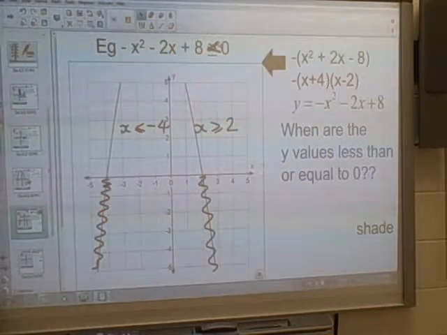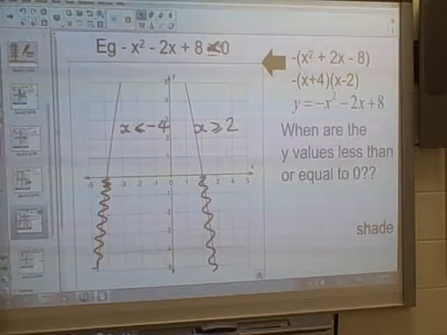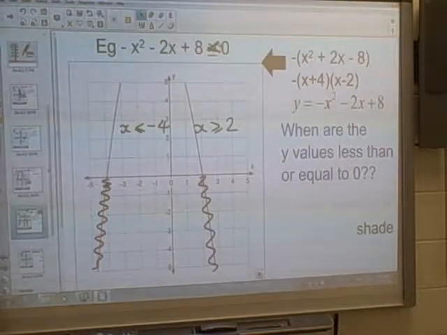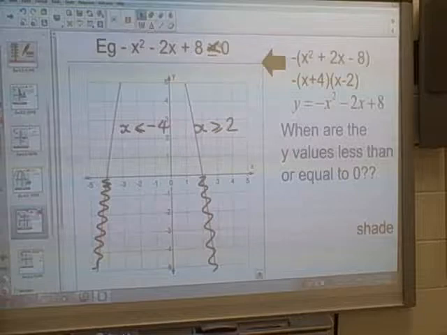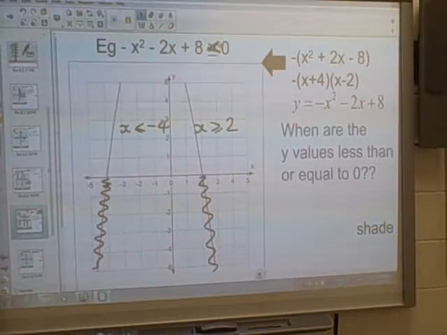So same idea whether we've got negative x squared or positive x squared. Draw the graph first, find out what those roots are, and then look, is it above the axis or below the axis, wherever is appropriate for that question.